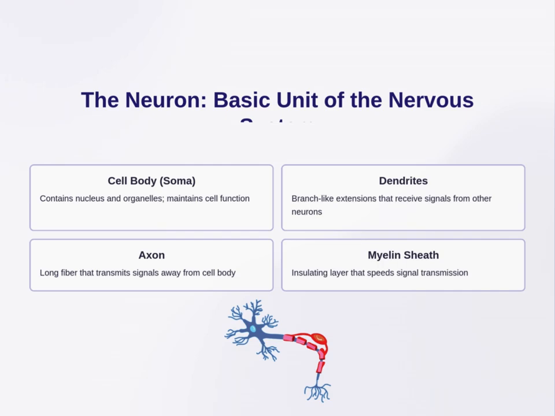The neuron, the basic unit of the nervous system, has some parts. It has the cell body or the soma, which contains the nucleus and organelles; dendrites, which are the branch-like extensions that receive the signals from the neuron. That's how things are communicated. The axon, which is the long fiber that transmits signals away from the cell body. It serves as the main information highway. And then the myelin sheath, which is the insulating layer, which speeds up signal transmission in the need for crucial or rapid communication.